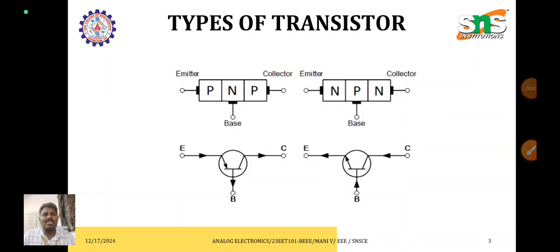A transistor has three terminals, namely emitter, base and collector, and it has three layers. It is either an NPN or a PNP transistor. The transistor is formed based on the connection of two back-to-back diodes. We can form either an NPN transistor or a PNP transistor. Here the current always flows from P to N, from emitter to base or base to emitter. So this is the current direction of the transistor.